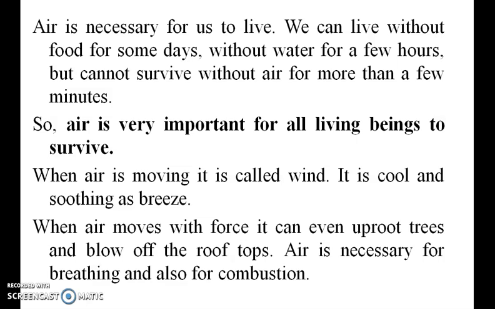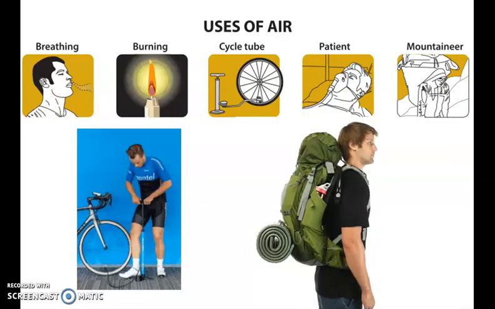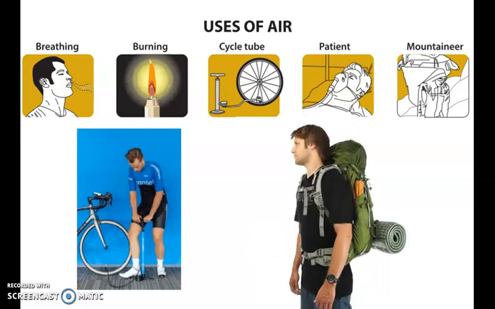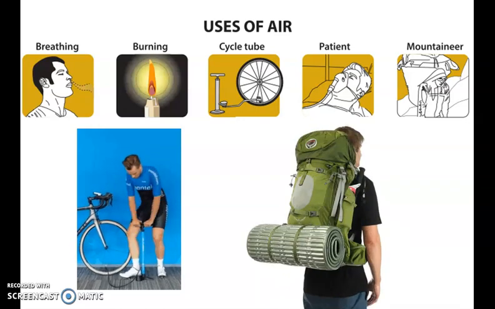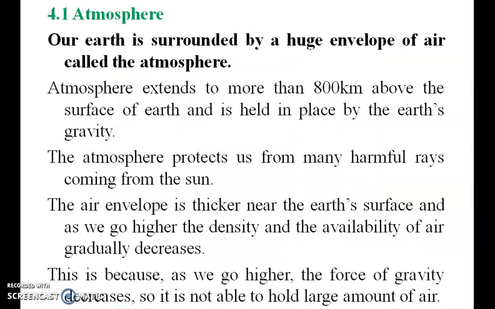When air is moving, it is called wind. When it is cool and smooth, it is sometimes called a breeze. On our earth, there are some layers called the troposphere, stratosphere, mesosphere, ionosphere, and exosphere. These are the atmosphere layers found in our earth. And what are the uses? Breathing, burning, cycle tube, patients, and mountain climbers, for these people the air is very important.